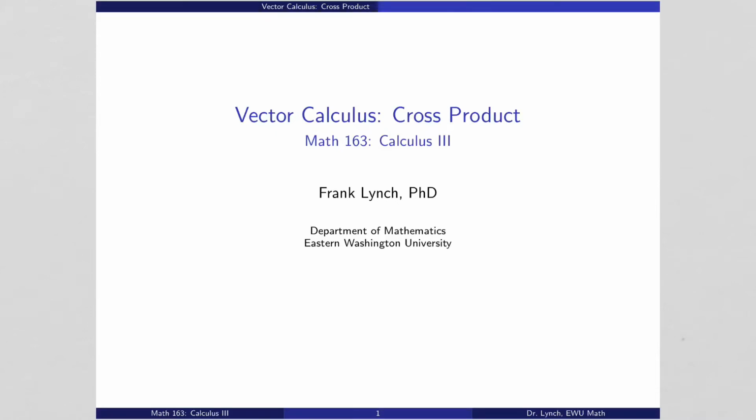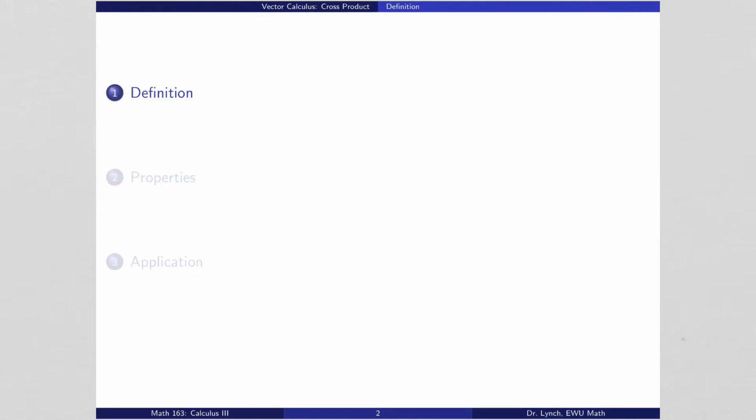Welcome folks to this video on vector calculus in which we describe the cross product. So the cross product is the second of our vector products. We'll see it has some similarities and some differences to the dot product that we talked about last time.